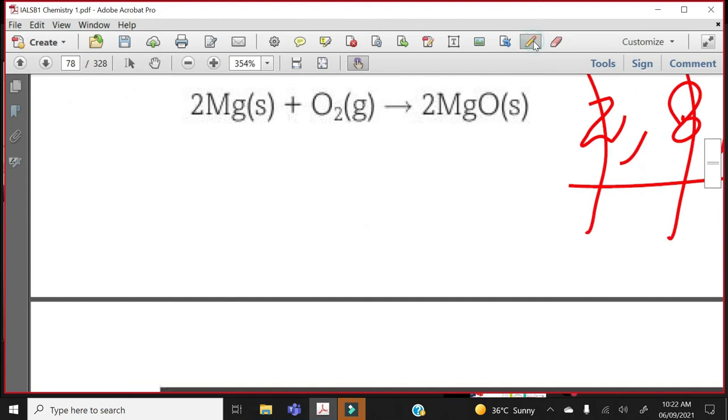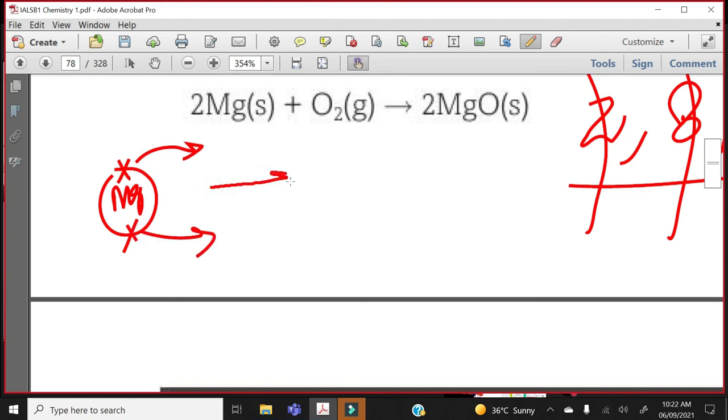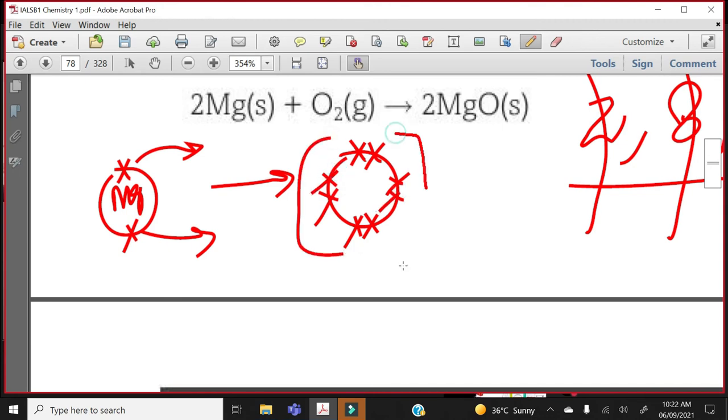Now this is the structure of magnesium. It had 2 crosses, 1 and 2 crosses in Mg. This is lost and this is lost. So the condition of magnesium is, put it in a bracket, put all the crosses here, 1, 2, 3, 4, 5, 6, 7, 8. These are all the crosses. Put it in a bracket with a 2 plus charge on it. This is magnesium, Mg.